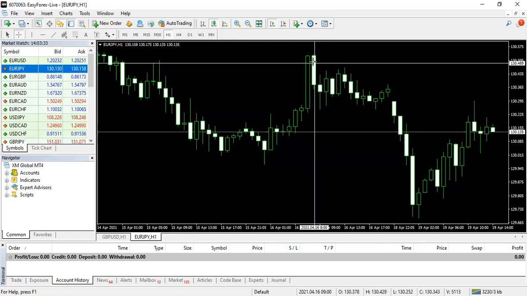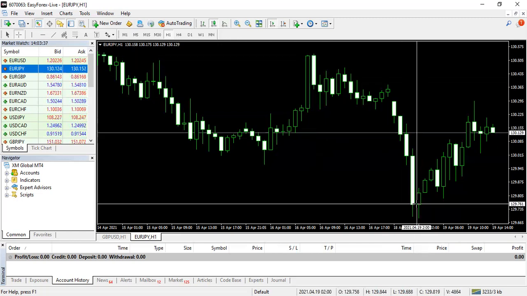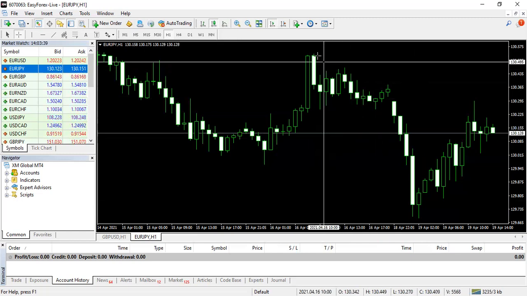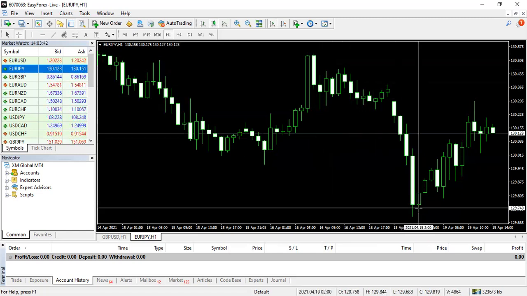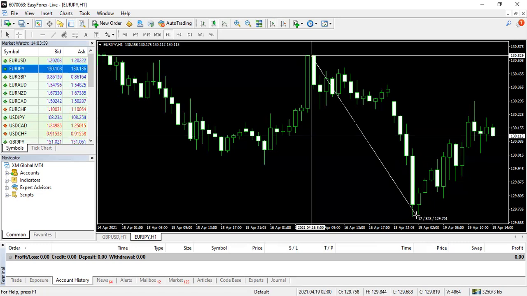Let's assume you want to calculate the number of pips from the top here to the bottom here. What you need to do is click at the top here and hold. You don't leave it. You click and hold, then you drag to where you want to get to. You drag to this level. Once you get to this level, you still hold it, and you will see some numbers.